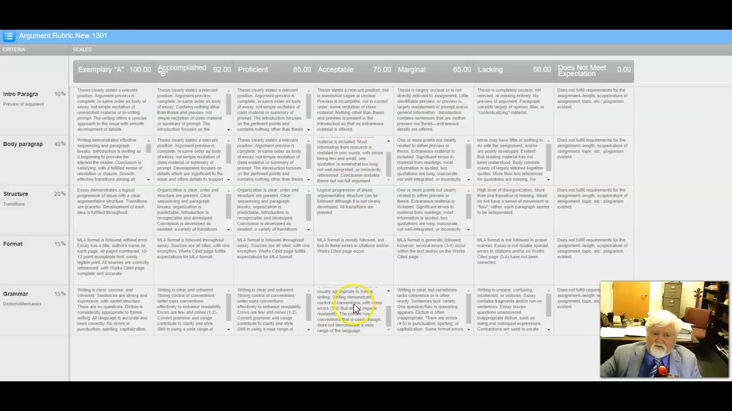You have varied sentence style. You don't use rhetorical questions, which are not part of an argument, folks. Don't pose a question unless you're going to provide the answer. You have control over the conventions. Maybe there are 2 or 3 minor errors, not run-on sentences, etc. Folks, that is what we consider acceptable. And you get a C.